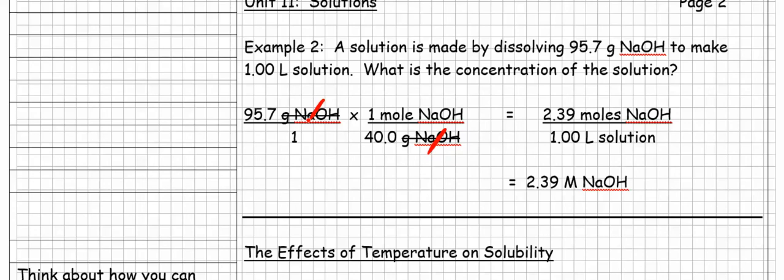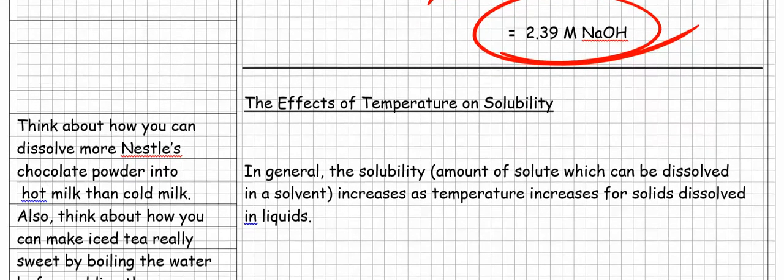So where do I get the 40.0? I added up sodium's, oxygen's and hydrogen's atomic masses from the periodic table, and I got 40.0 grams per mole of sodium hydroxide, right? So when we do that, we get 2.39 moles of sodium hydroxide. We're told that it's just a 1 liter solution. That's pretty easy. Just divide by 1, and we get 2.39 molar sodium hydroxide. That's the concentration of our solution, and we're done with number 2. Okay? Those are pretty easy questions. They'll get harder a little bit later. Let's take a look at the next one.